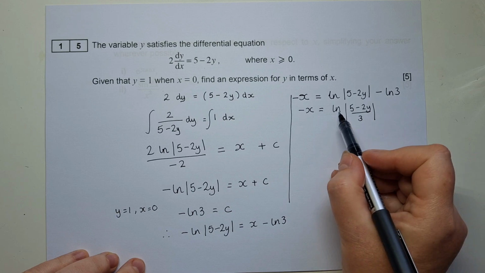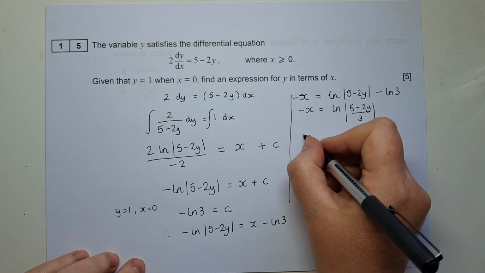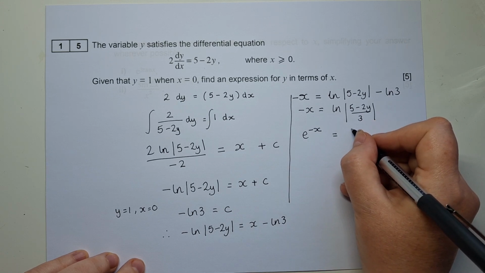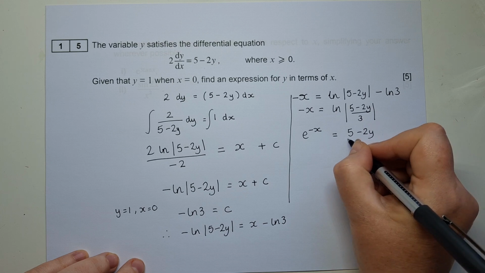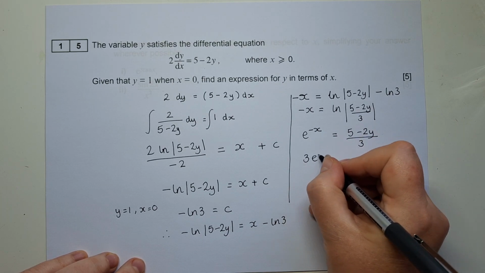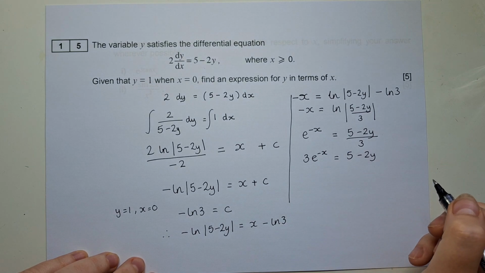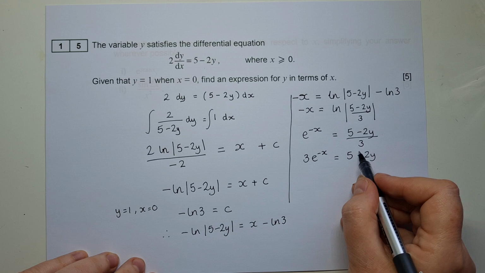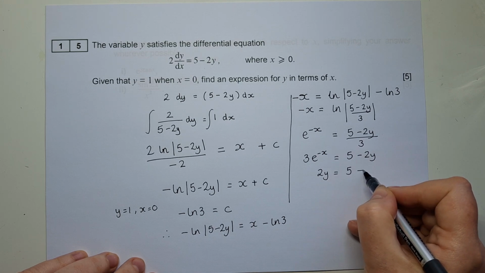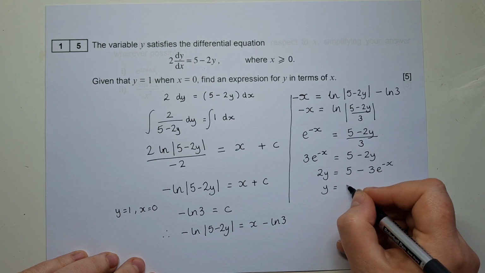I'm going to get rid of ln because that's the only thing on the outside. So I get rid of ln by saying e to the minus x is 5 minus 2y over 3. Bring the 3 up. That's the next step. You just then have to think, what's the logical way to rearrange this? I don't like a minus in front of my y term, so I'm going to bring that back to positive and hop the 3e to the minus x back over onto that side. And finally, I'm going to divide by 2.